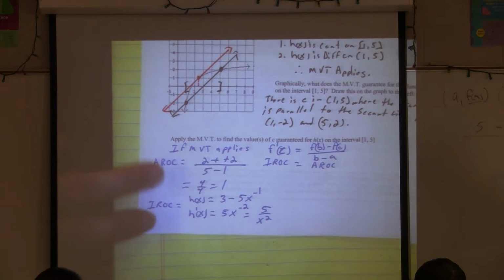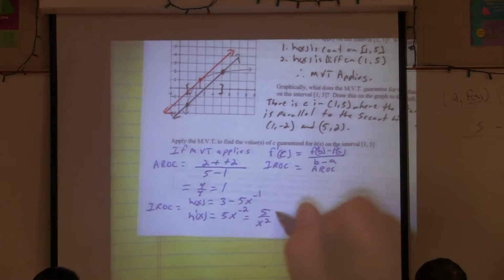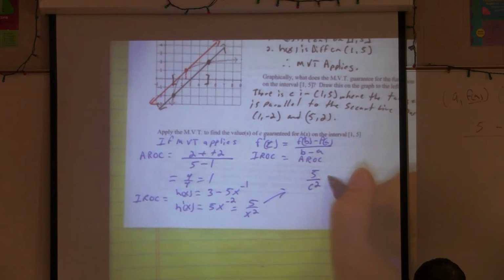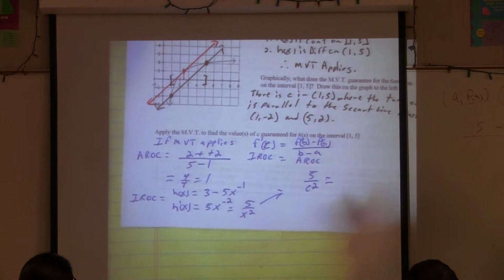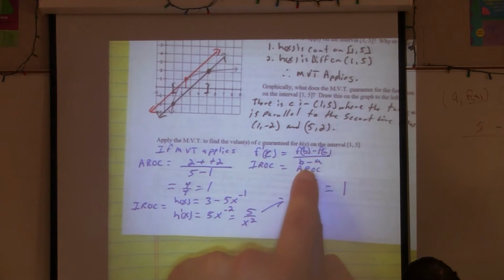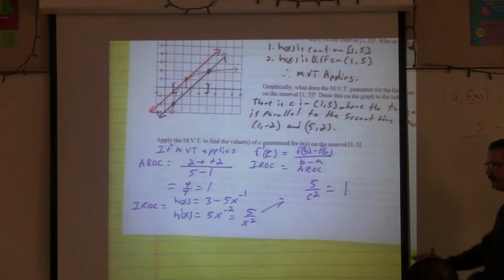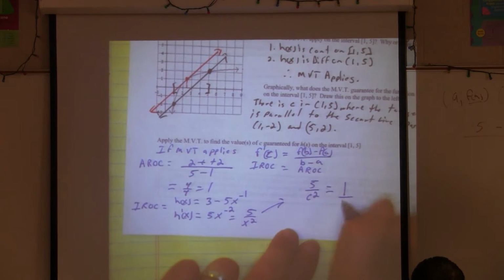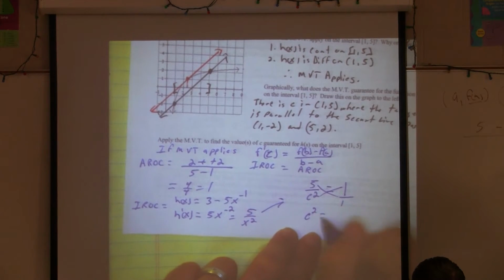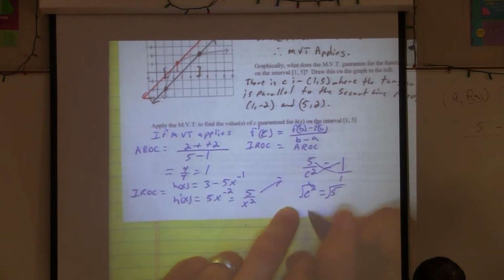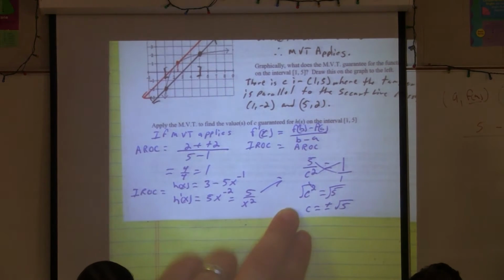Now we can do what with these two? Set them equal to each other. So we get 5 over, and I'm going to put c squared, because we're solving for c, is equal to what? To 1. Instantaneous rate equals average rate. Are we okay? Am I confusing you? We're okay? Alright, so let's do it. Cross multiply. So we get c squared equals 5. And how do we finish it? Take the square root, so c equals plus or minus radical 5.